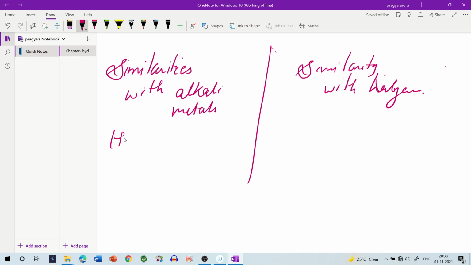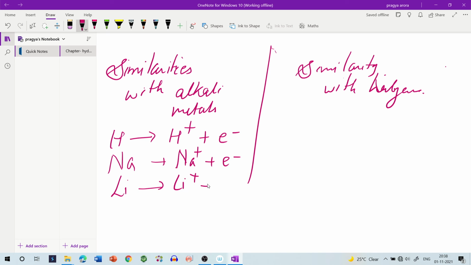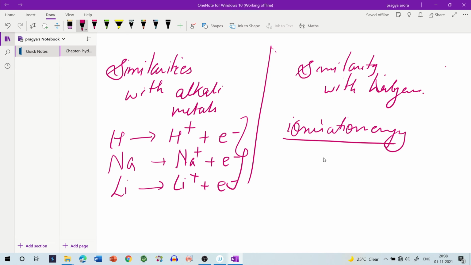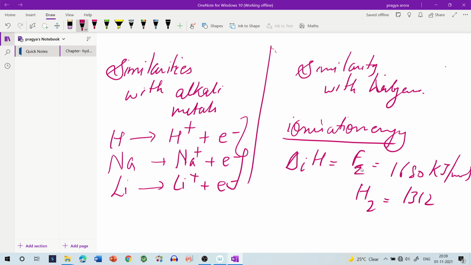Hydrogen can lose one electron to form H+ and an electron, similar to the sodium or lithium case. These can lose one electron to form the lithium plus ion, and like this. Now the similarity with halogens: ionization energy is the energy required to remove one electron from the atom in the gaseous state. The ionization energy of fluorine is 1680 kilojoule per mole, while for hydrogen it is 1312, in the atomic gaseous state.